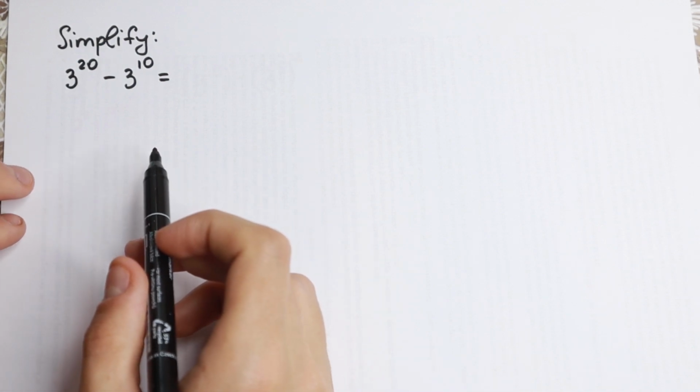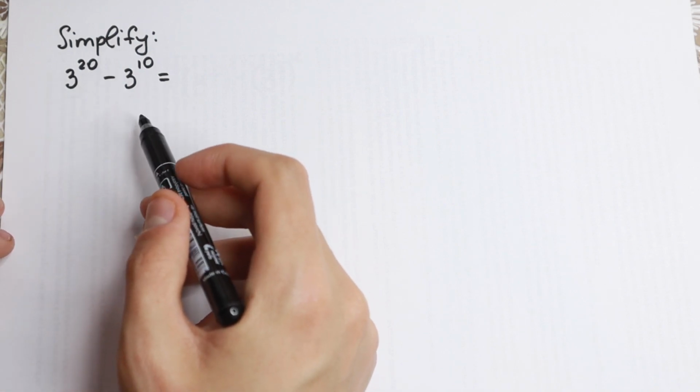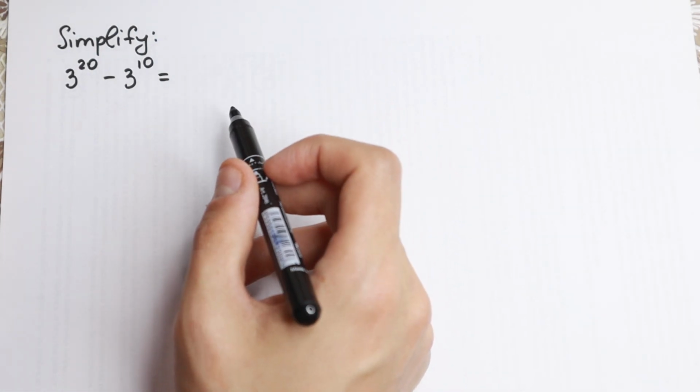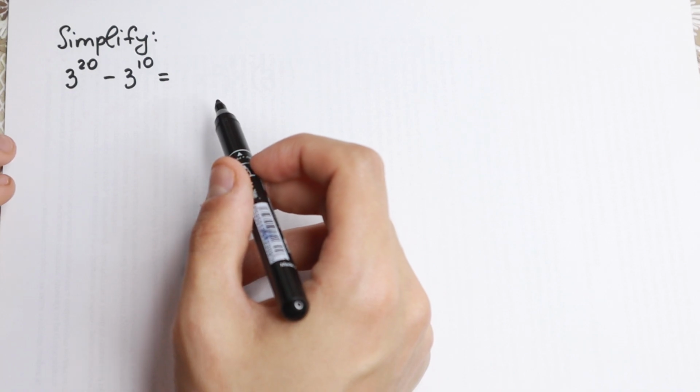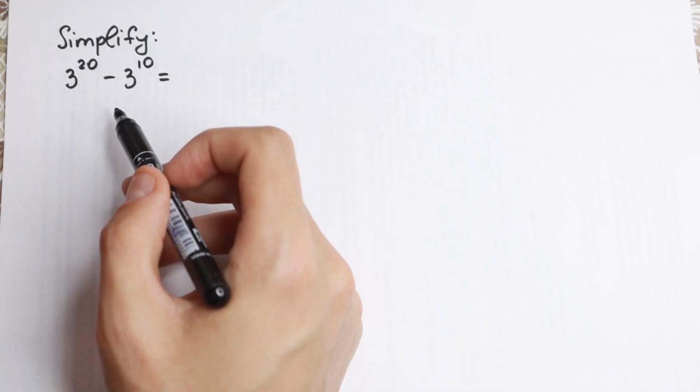Really interesting algebra problem today. We need to simplify this. We have 3 to the 20th power minus 3 to the 10th power, and we need to find our answer. In this video I will try to find tricks right here. We will not use a calculator. We will use only tricks and try to find our answer without any telephone.